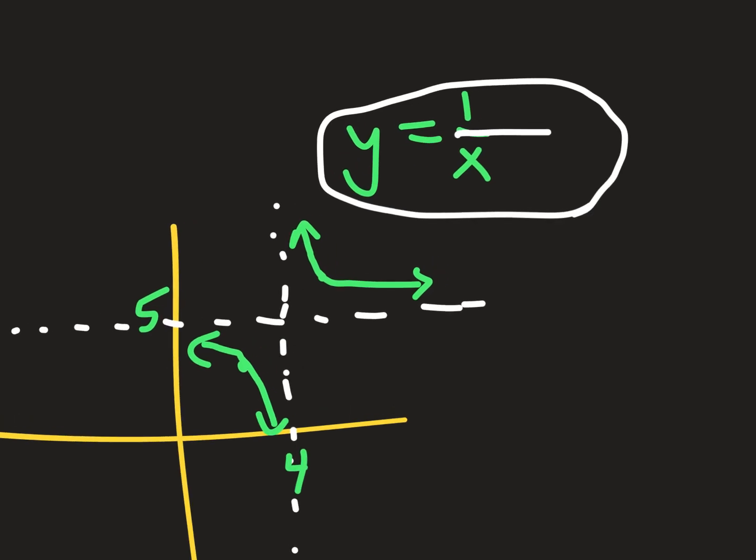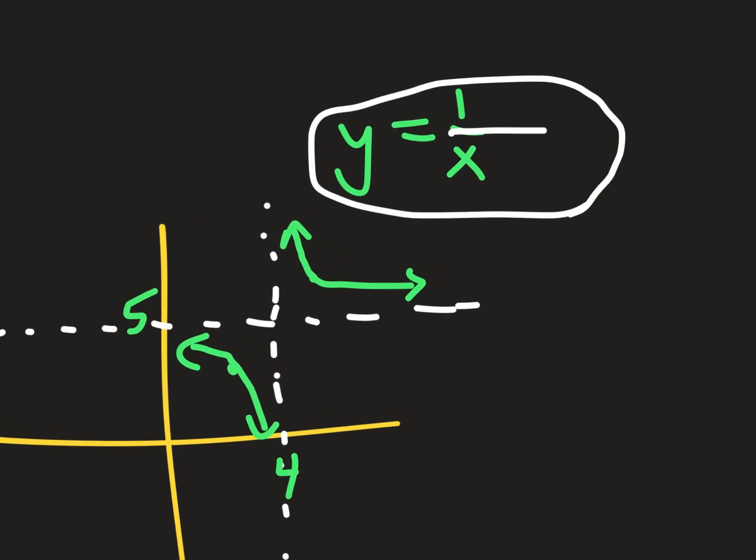So this particular graph got moved 4 to the right, which would mean minus 4. And it got moved up 5. So that's a plus 5 on the outside. Are you with me so far?